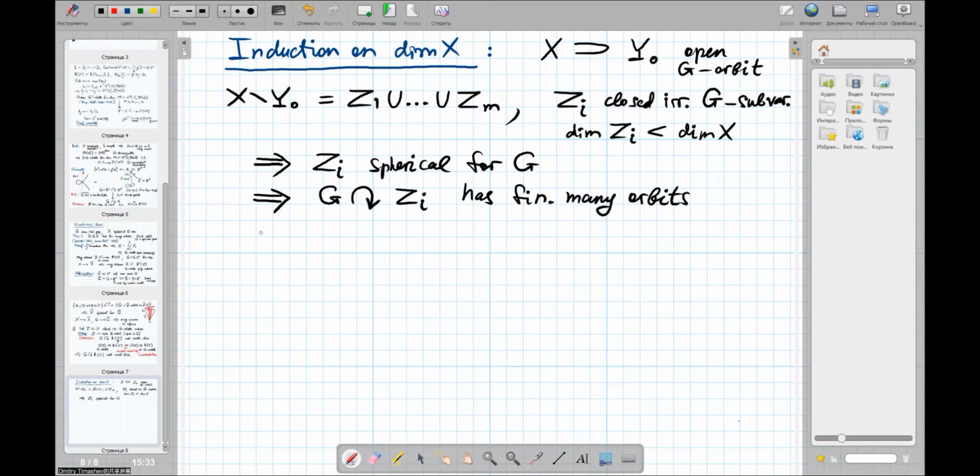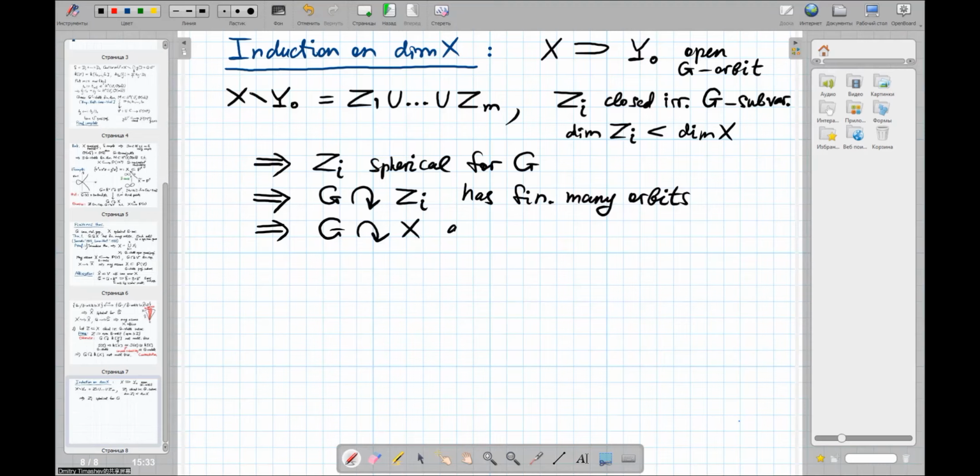And therefore, since G acts on each of these Zi's with finitely many orbits, and when you pass to X you just add a single orbit Y naught, we get that G acts on X itself with finitely many orbits.